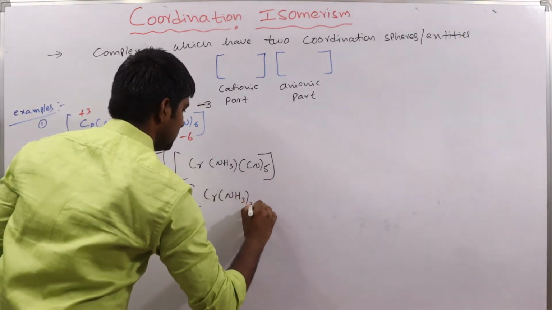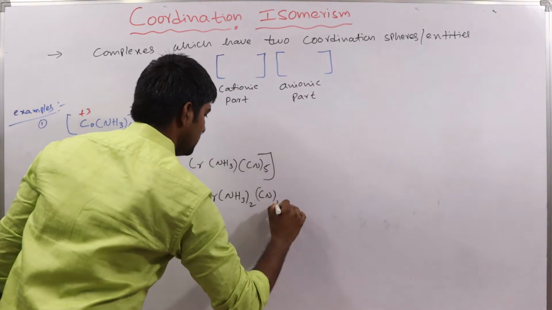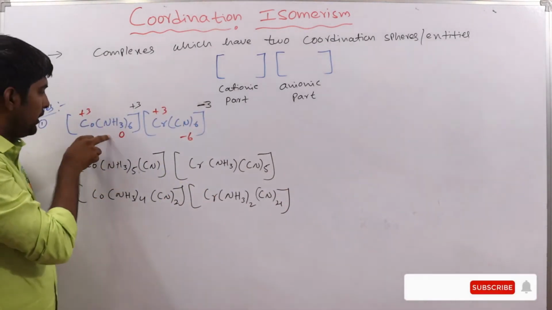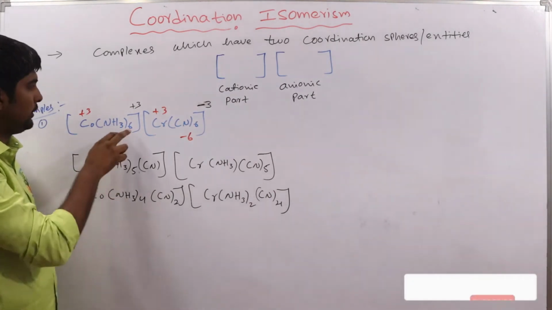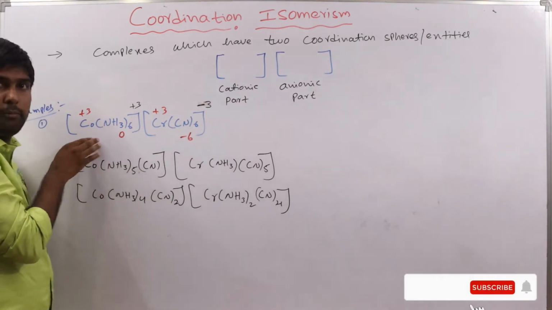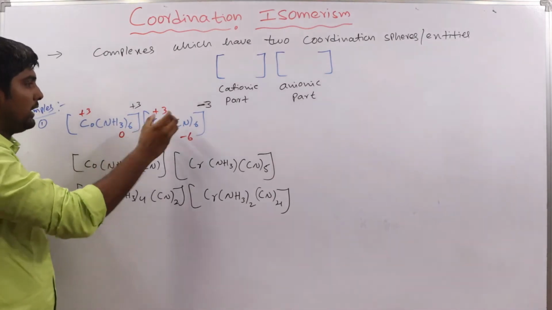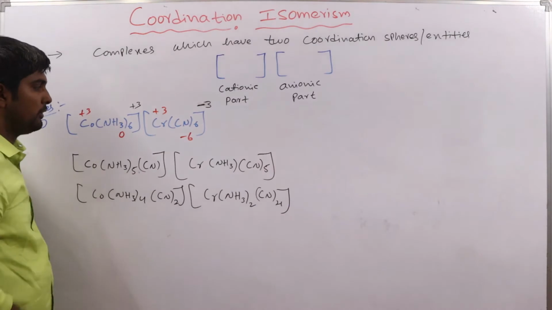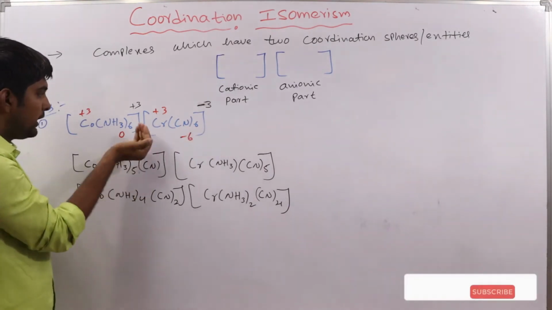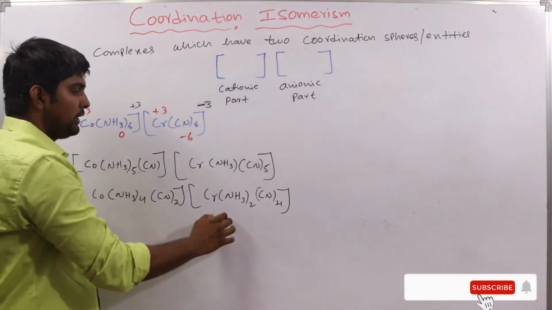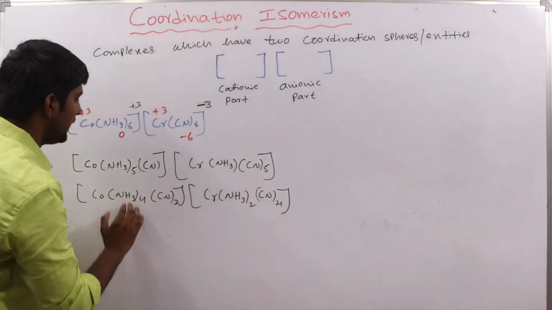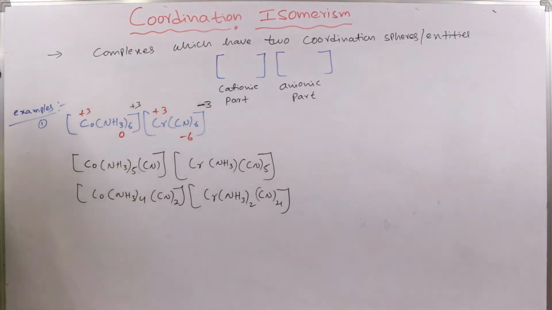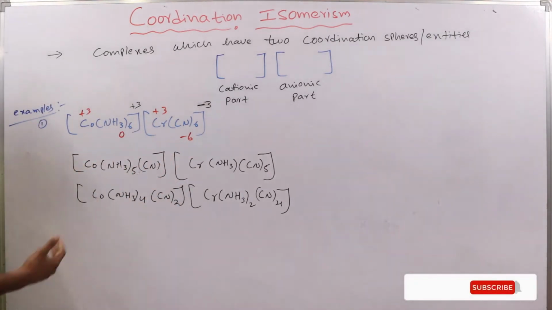See, when compared to this one and this one, here two cyanido ligands are coming here and two ammine ligands are going there. See here NH3 taken 4 times, cyanido taken 2 times. Two cyanido ligands coming here, and two ammine ligands are going from here to here. So ligands are interchanged between the two coordination spheres.